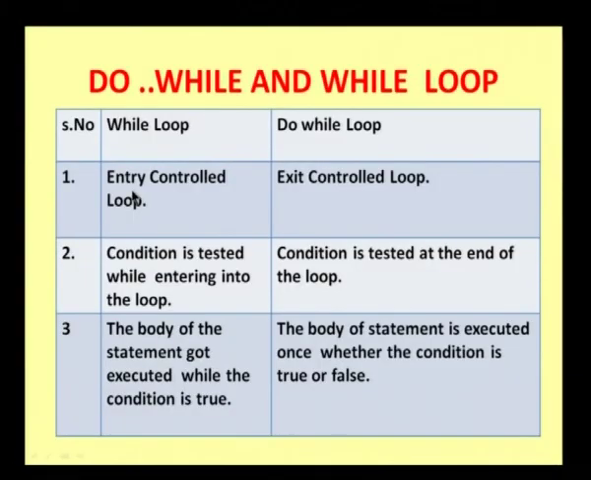While is an entry controlled loop, since we are checking the condition at the first, and do while is an exit controlled loop, since the condition is tested at the end of the loop after the body is executed. So in while loop, when the condition remains true, the body of the statement will be executed. Whether the condition is true or false, the body of the statement will be executed at least once in do while. So in while loop we should not terminate, and in do while we have to terminate the loop at the end. So this is the difference between do while and while loop.